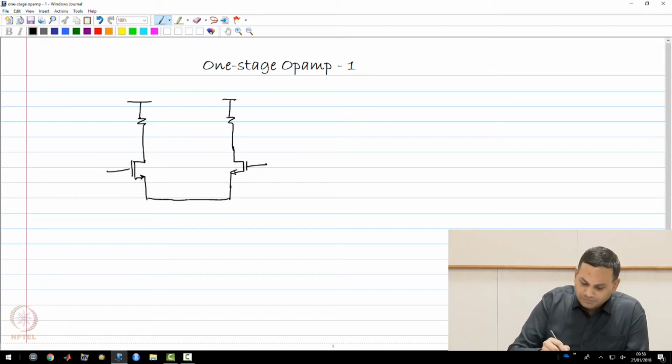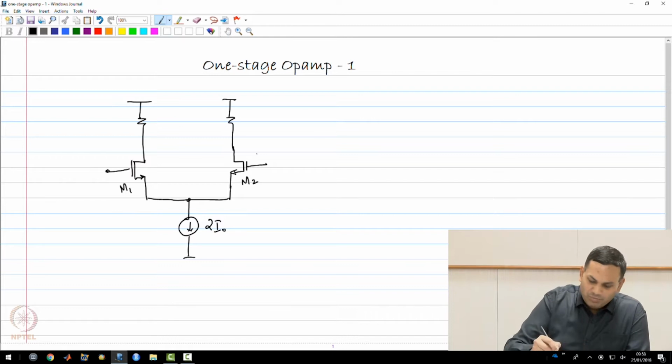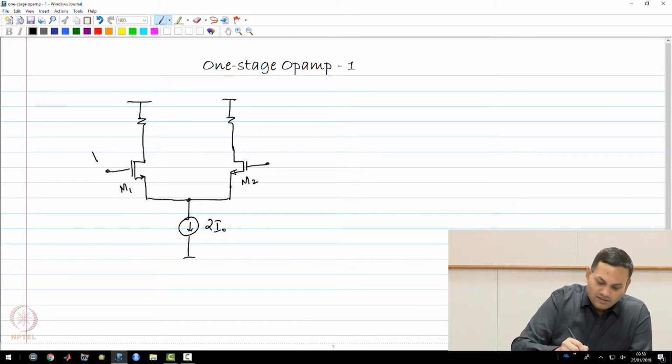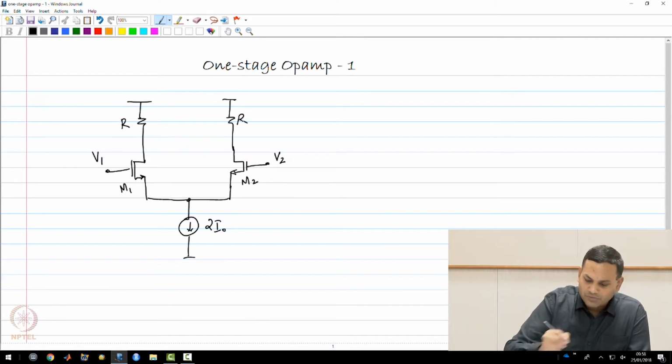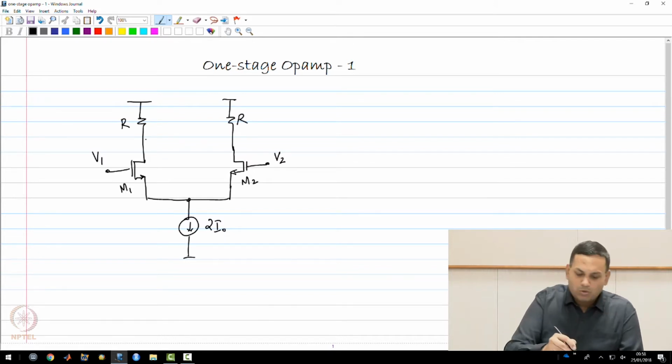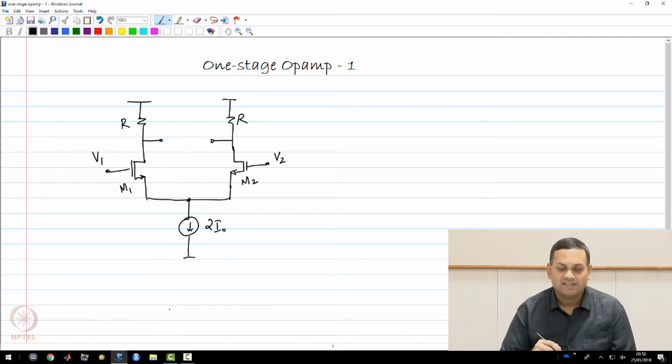From the common source node, you have a current source that biases both transistors M1 and M2. The inputs are applied to the two gates. I'll call them V1 and V2. The outputs are of course taken as the difference between the voltages at the drain.